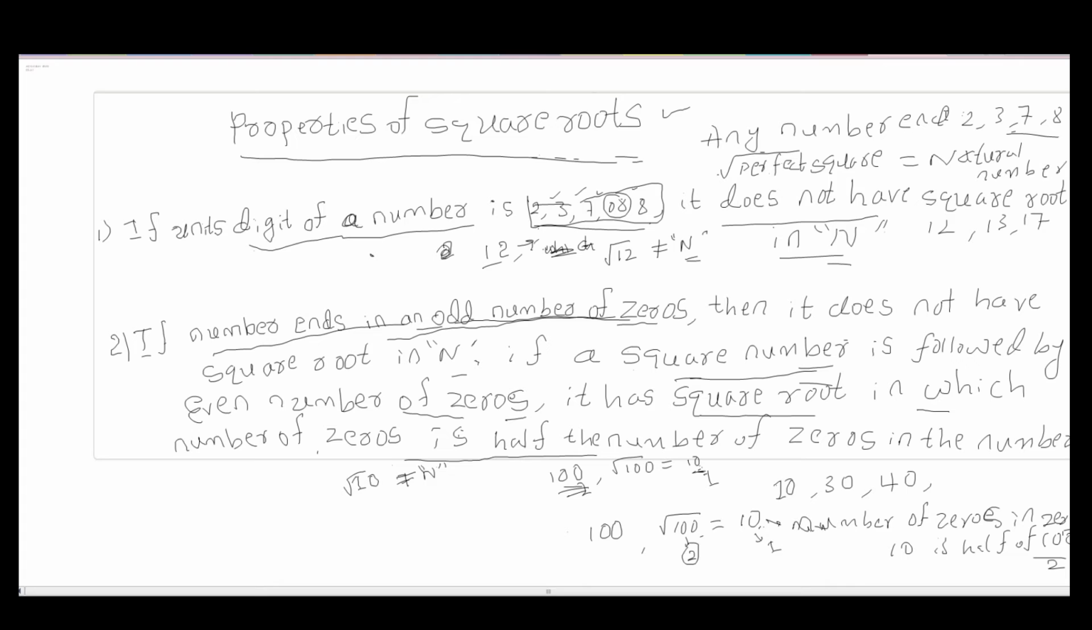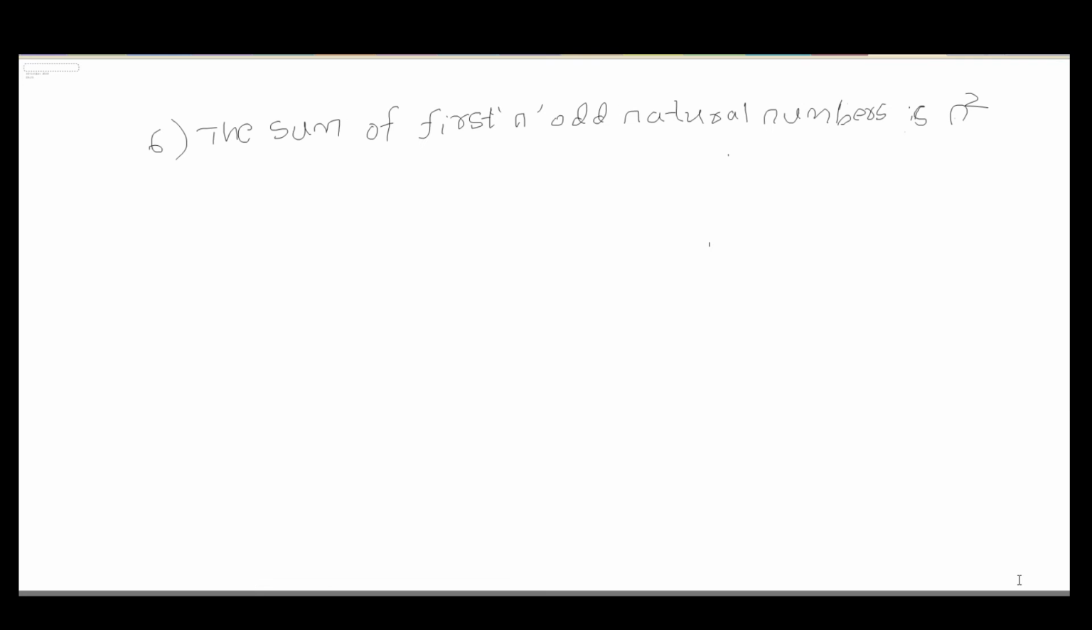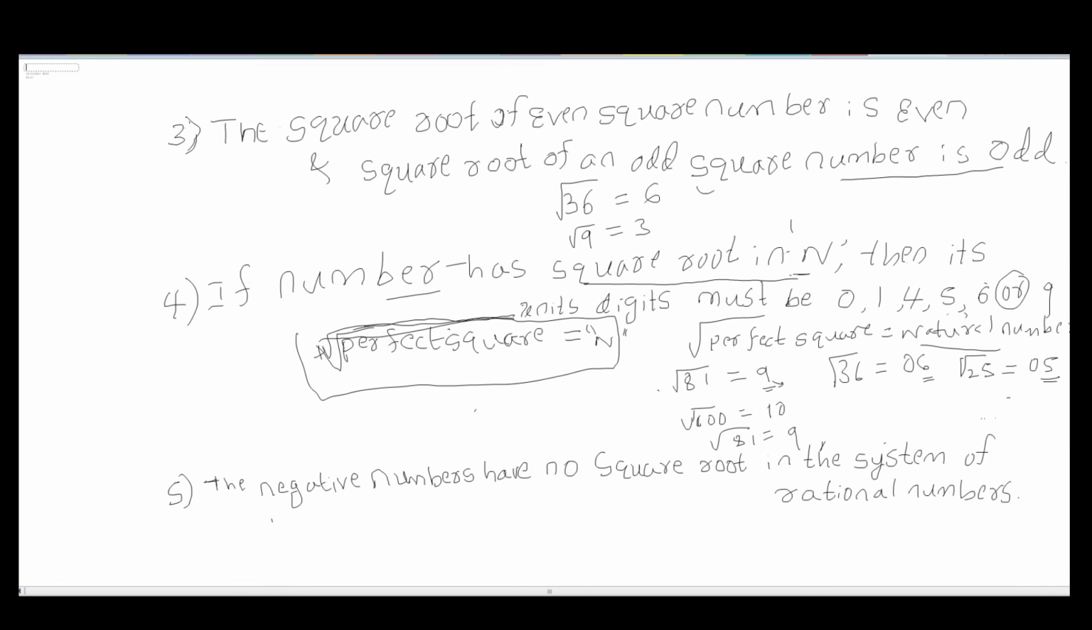The next property, the third property. We have completed the first two properties, and we can come to the third property. The square root of an even square number is even, definitely. The square root of an odd square number is odd.